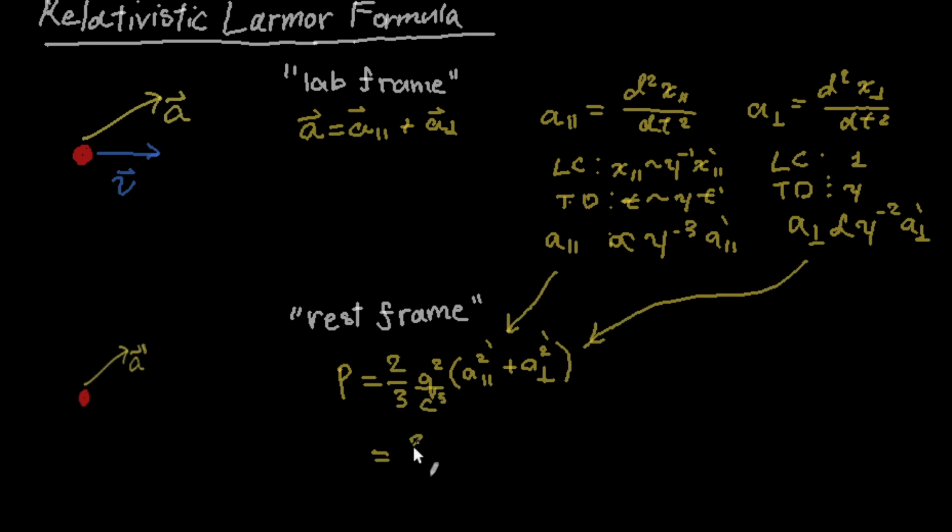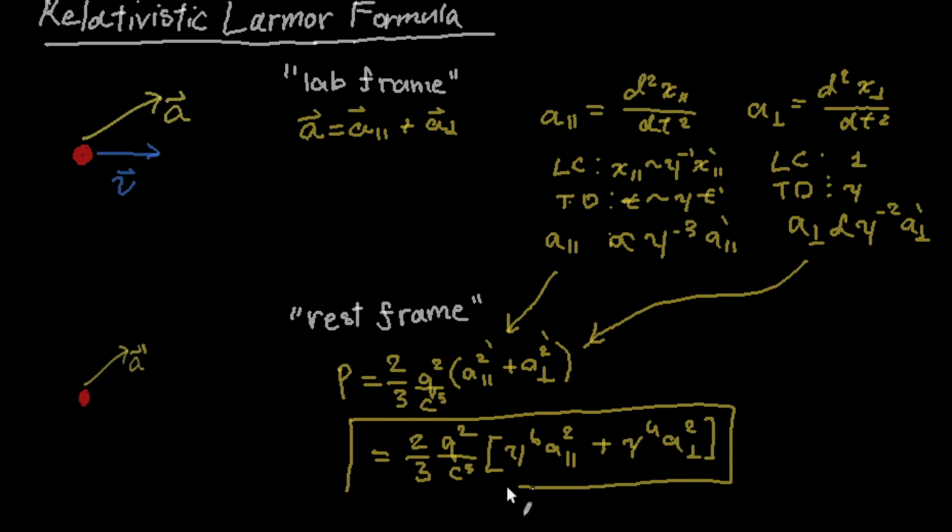And this equals 2/3 q squared over c cubed, gamma to the 6 a parallel squared plus gamma to the 4 a perpendicular squared. This is exactly the formula that you would get from a more complicated derivation, just done with dimensional analysis.